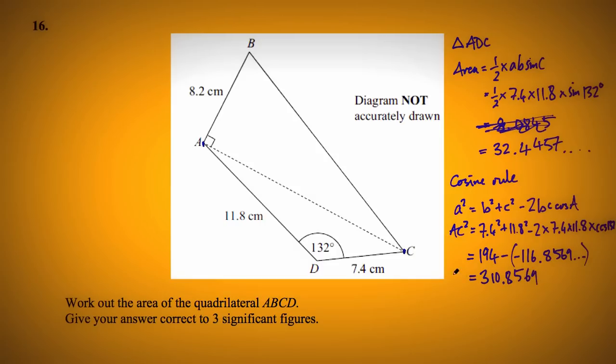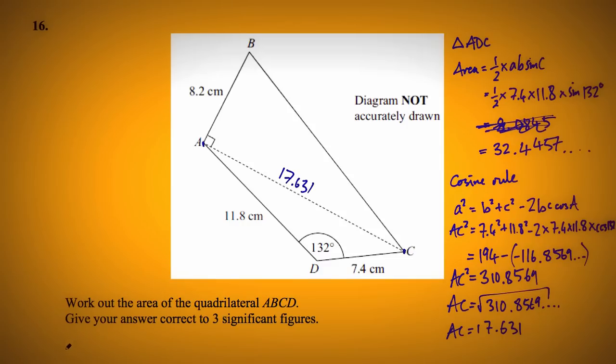310.8569. That's AC squared. Looking at that diagram, AC has got to be roughly around, I'd say, anywhere between 15 and 20 centimeters, just looking at these dimensions here. So AC equals the square root of 310.8569, still in my calculator. So square root of the answer, AC equals 17.631. So that there is 17.631.